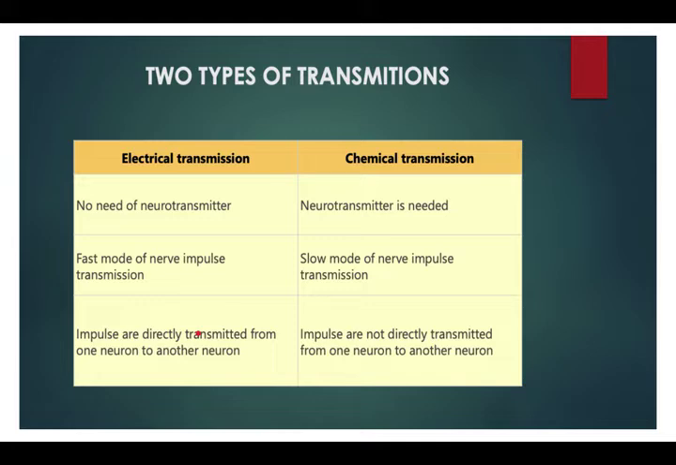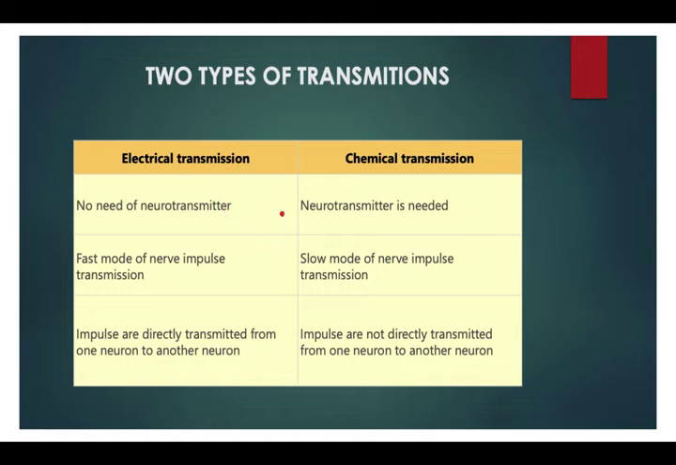Now, with that, we have already discussed the different functions performed by different parts of the brain. Now, I will end this explanation with this last slide where we are talking about two types of transmissions. Means with the help of our nervous system, there are two types of transmissions going on through our nerves in the form of nerve impulses. One category of transmission is known as electrical transmission, and another is known as chemical transmission.